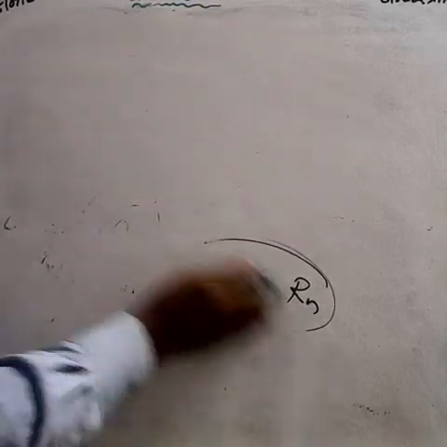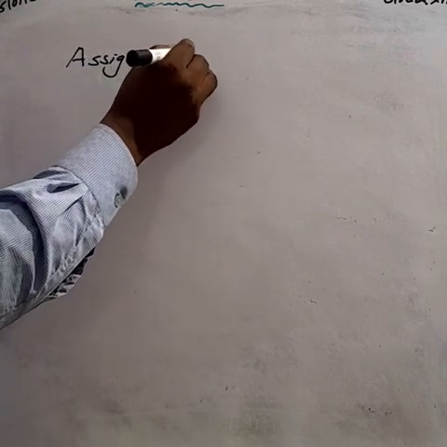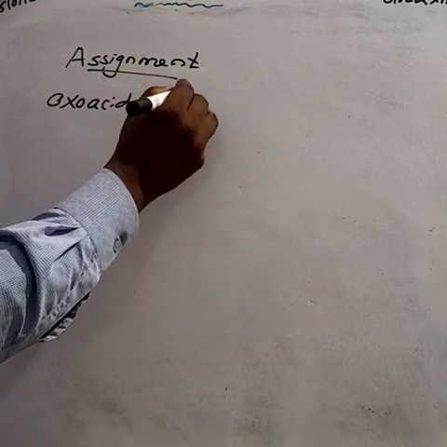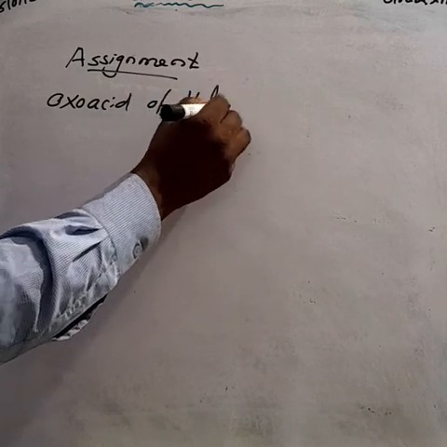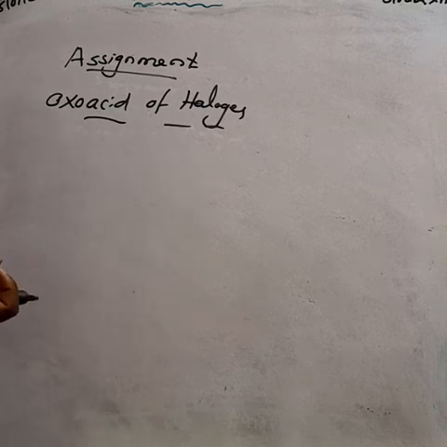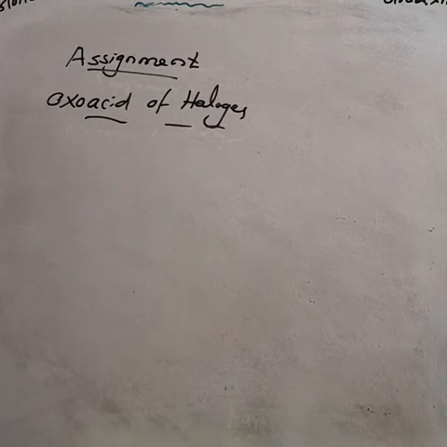Anyhow, today I am giving an assignment. Please write the oxoacids of halogen, just write their types only. You have to write the types of oxoacids of halogen. Fluorine has a single type, chlorine has 4 types, and bromine and iodine have 3 types. This is our assignment: oxoacids of halogen.